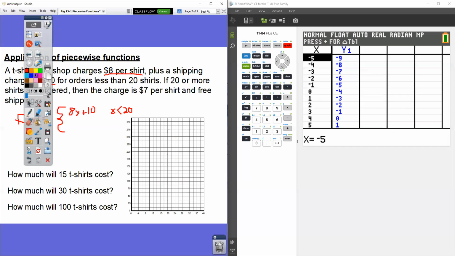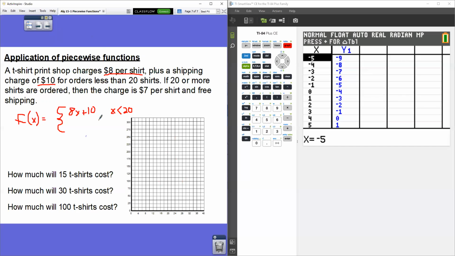For the other part, when we order 20 or more, it's $7 per shirt and free shipping. So $7 times the number of shirts plus free shipping. Technically, I could just leave off the +0 because it is +0, but just in the context of the word problem, I'm going to put the +0 there. And that is for anything that is 20 or more. So 20 or more is x is greater than or equal to 20. I know it's or equal to because it says 20 or more. If it just said more than 20, it'd just be greater than 20.